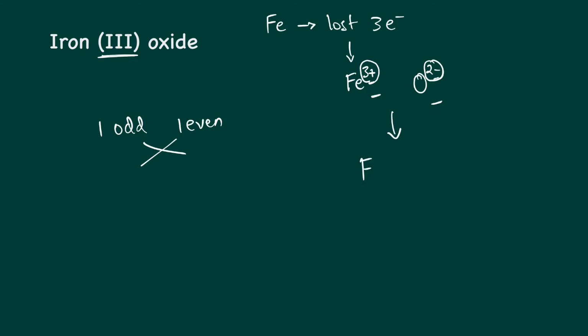And so Fe2O3. Remember, I got this 2 from the top of oxygen. I got this 3 from the top of iron, and I ignored the positive and negative sign. You can only do this if you have one odd and one even.